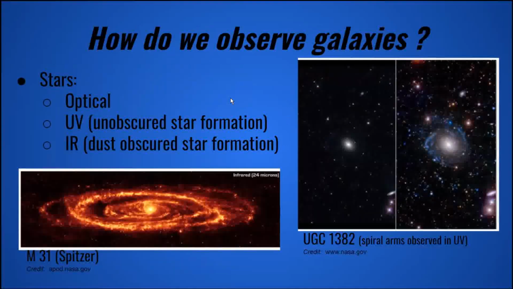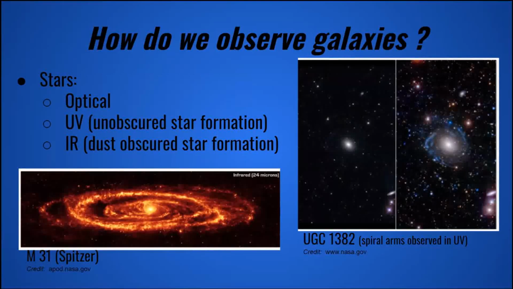Right. So what do we observe if we observe in the UV or in the infrared? Well, the UV shows us the star formation. The example is here. This galaxy in the optical could seem a quite distant elliptical galaxy. But if we look at it in the UV, we can see the spiral arms, which is where the star formation is happening.